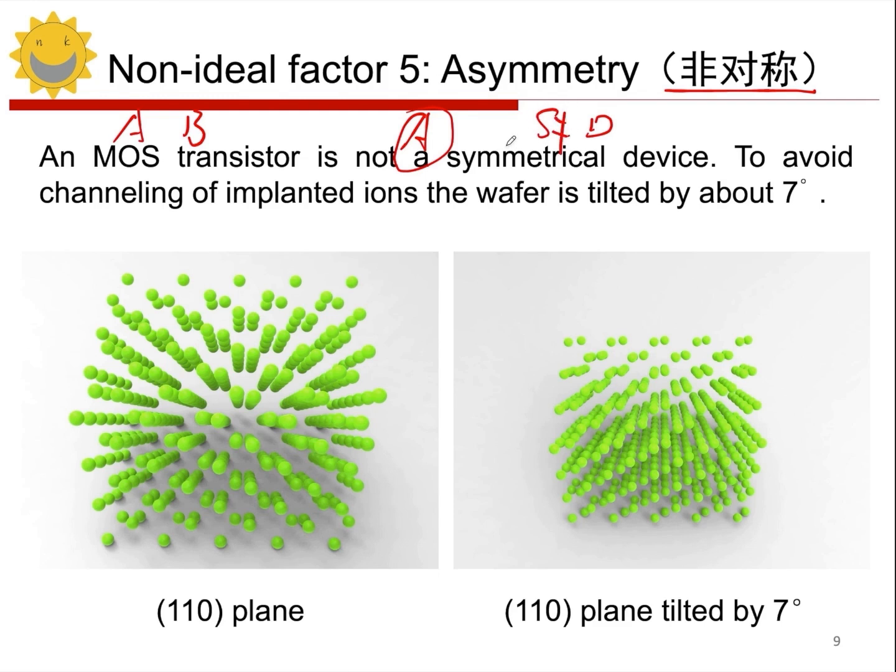They can't be interchanged. So what do we call this? We call it asymmetry. Now let's take a look at why this asymmetry occurs. This brings us to the ion implantation process.